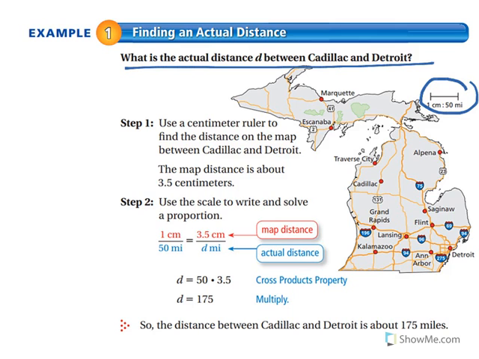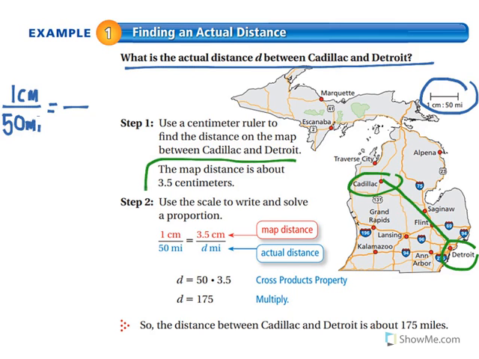Our scale says 1 centimeter represents 50 miles, just like so. Now we're going to write the other part of our proportion. We either are going to have a centimeter measurement or a mile measurement that we can plug in. I can see Cadillac on the map right here, and Detroit right here. If I used a straight edge ruler, I could measure the distance between the two points, and I would find that the map distance is about 3.5 centimeters. So I can put that 3.5 centimeters up here where it's centimeters. And then the rest of this would just be D, because I'm trying to find the unknown measurement in real life.